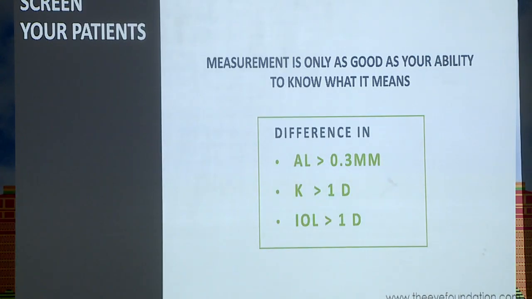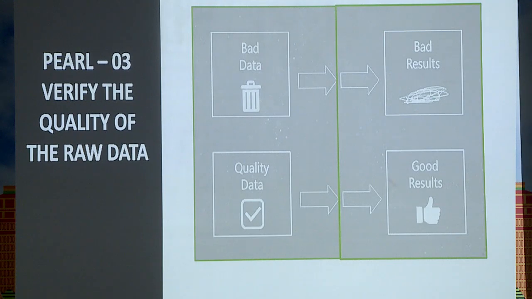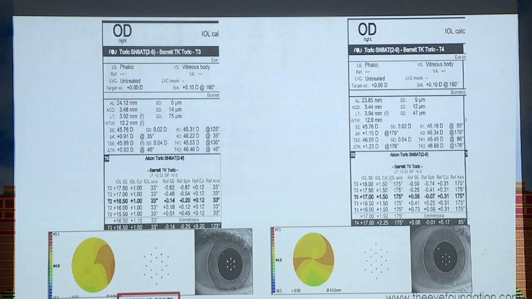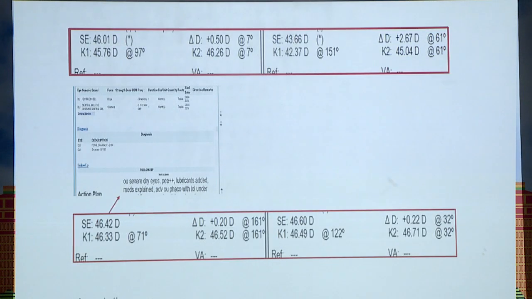You should remember that if there is a difference in the axial length between two eyes of more than 0.3, if the K between the two eyes differs by more than 1 diopter, and if the IOL power between the two eyes differs more than 1 diopter, you need to be repeating your measurements. You need to look at the raw data. On the optical biometer, you should look at those LED points. Does it have a fishtail appearance?